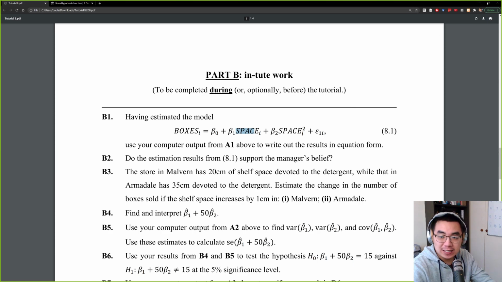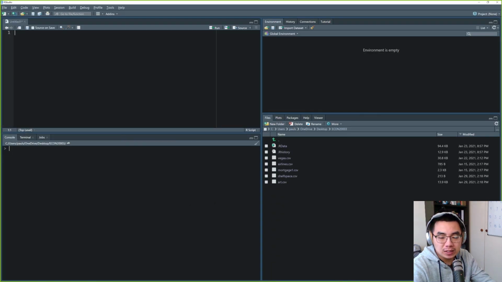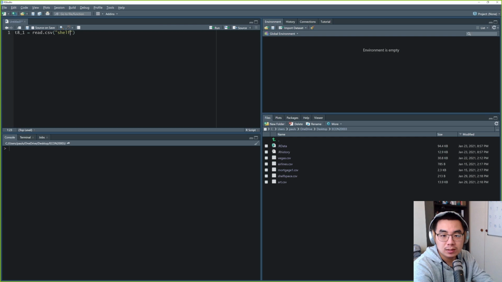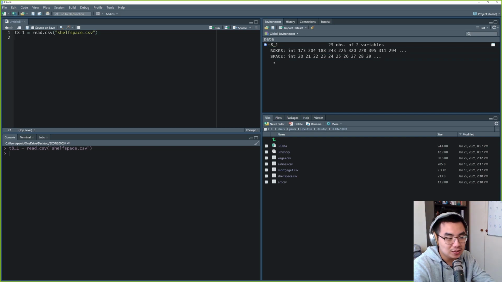All right, so let's jump back to here, and I'll import the data set and then show you how to run that regression. So the first thing we'll do is import shelf space. Let's call that T8_1, and you should know how to import data files now, so I won't waste your time with that. We can see that we have two variables, boxes and space. What we're going to do is run regression 1, which is a linear model, regressing boxes on space and space squared.